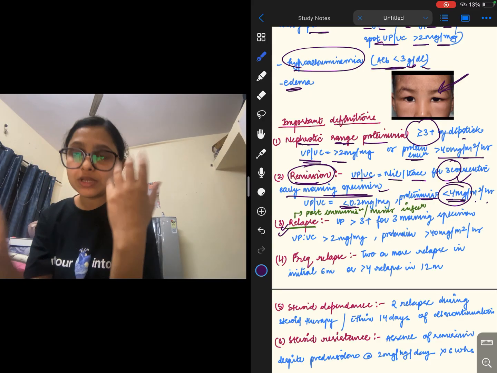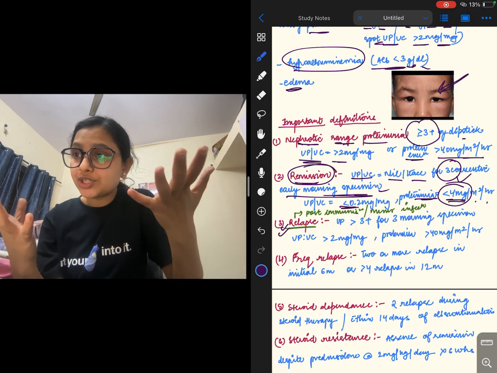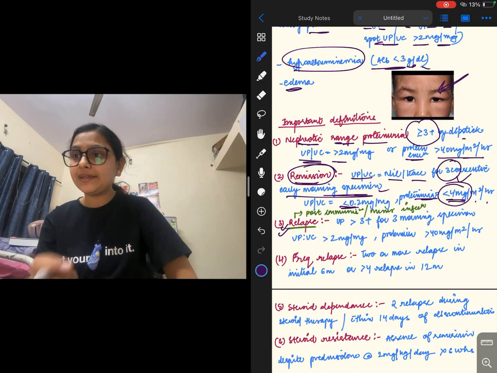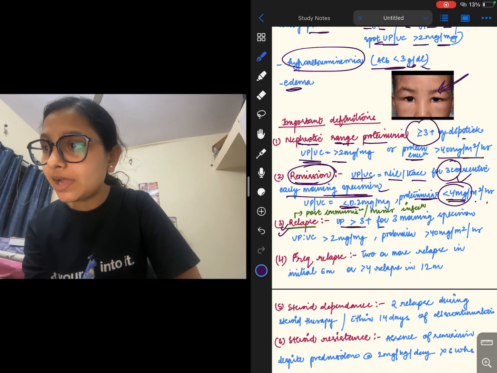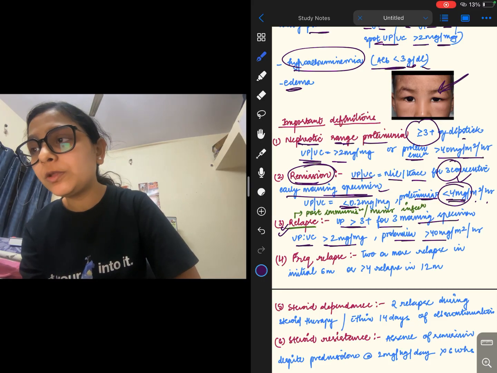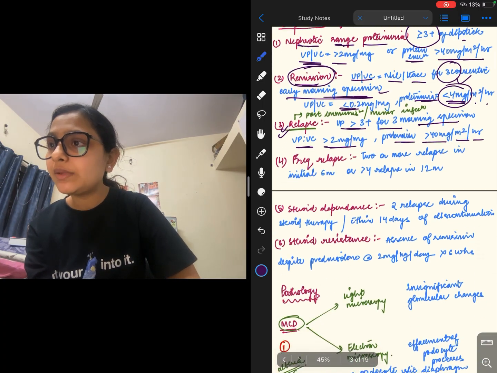Then relapse usually happens post upper respiratory tract infections or post immunization or minor infections. Then it can lead to relapse, and in that case urine protein is more than +3 again for 3 morning specimens, UPUC more than 2 mg per mg, and proteinuria more than 40 mg per meter square per hour. That means relapse.